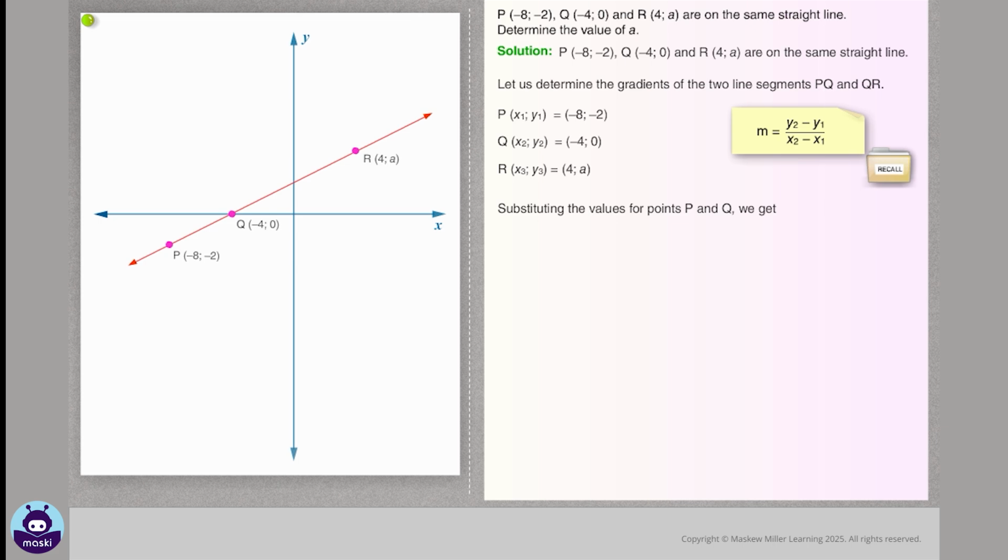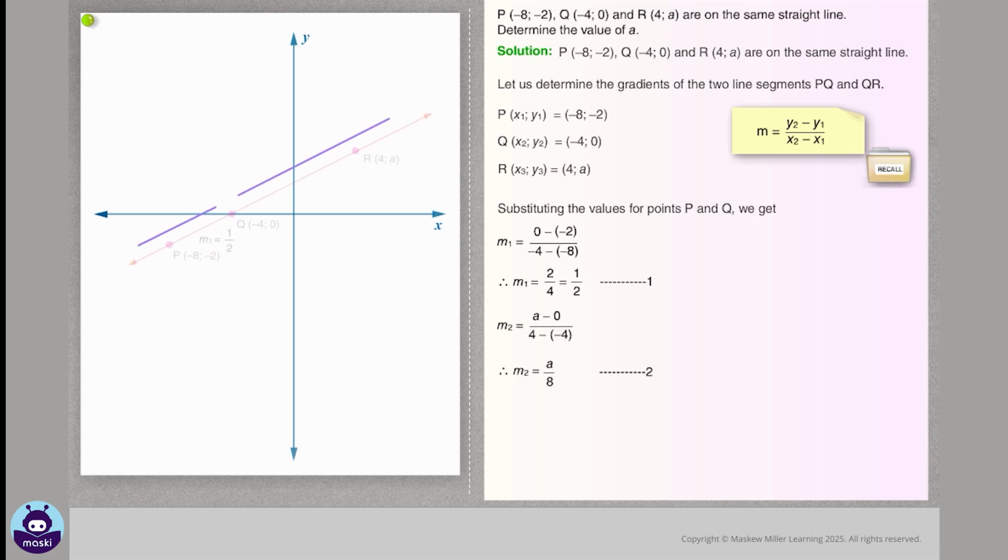Substituting the values for points P and Q, we get, or m1 is equal to 1 over 2. Similarly, substituting the values for the points Q and R, we get, therefore m2 is equal to a over 8.